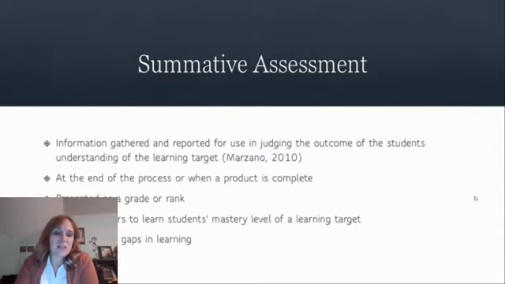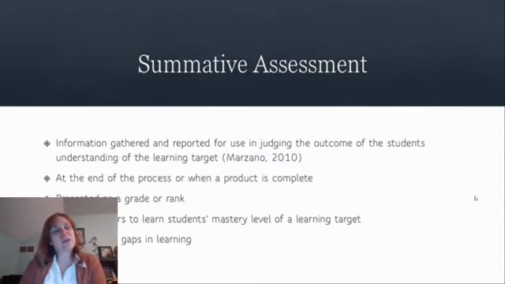It's at the end of the process, when a process is learned or a product is complete. Let's say there's a project that's done. It's typically presented as a grade or rank. It allows teachers to learn students' mastery level of a learning target. Are they at an A, B, C, D level? Are they advanced, basic, or proficient? It also helps us understand or demonstrate gaps in learning.